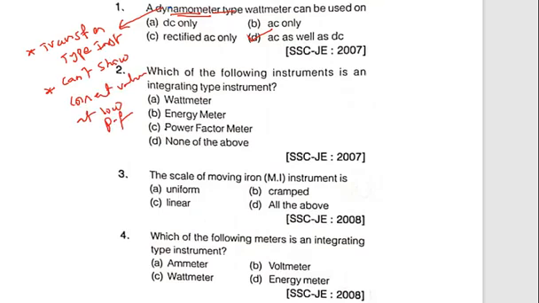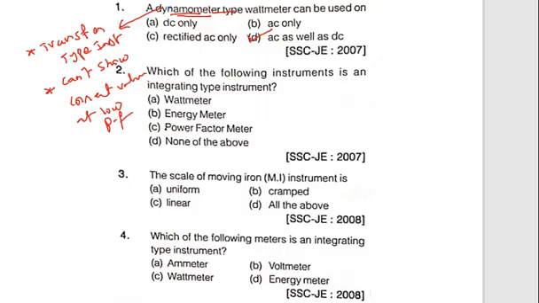Very important. Again I am repeating, dynamometer type wattmeter can be used on both AC as well as DC, and another name is transfer type instrument. And one more important point is it cannot indicate the correct value at the low power factor. Okay, that is regarding dynamometer type wattmeter.